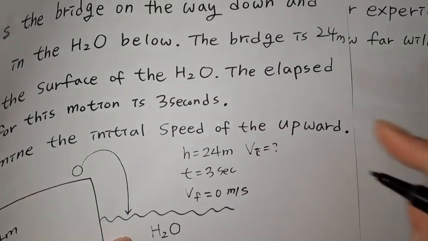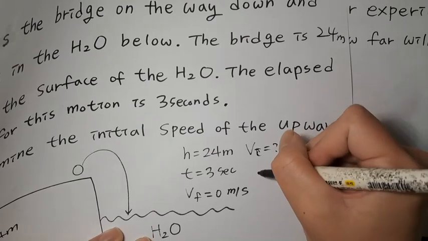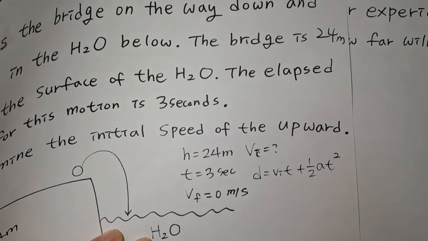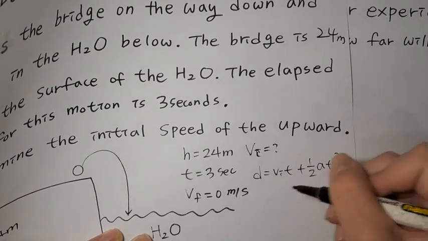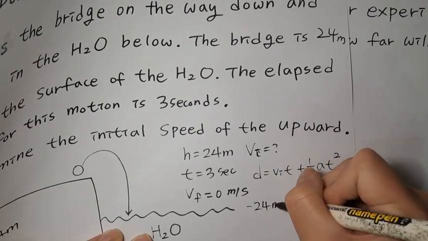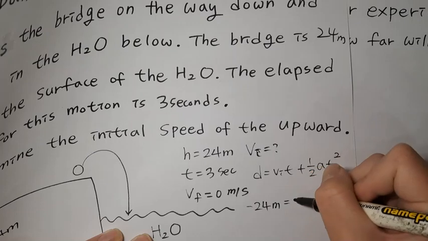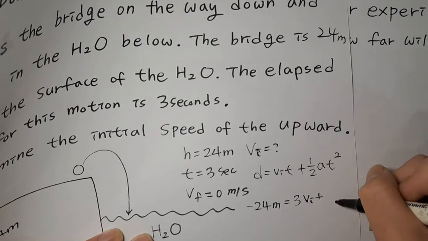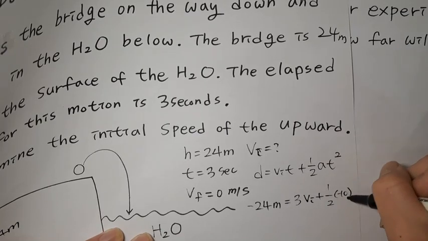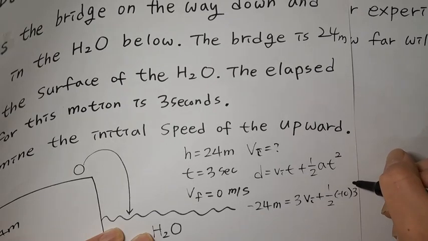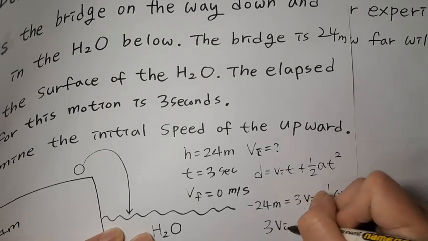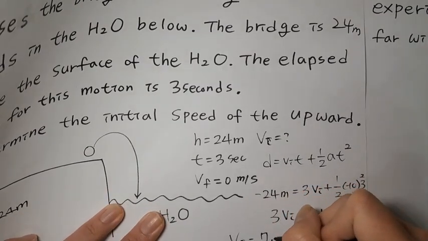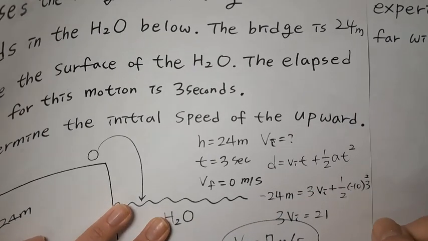and we are going to apply this equation. So the total is 24 meters tall, and so the initial velocity is going to be 7 meters per second.